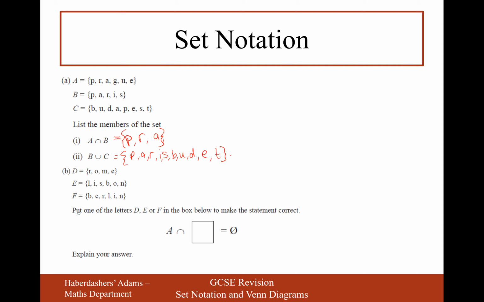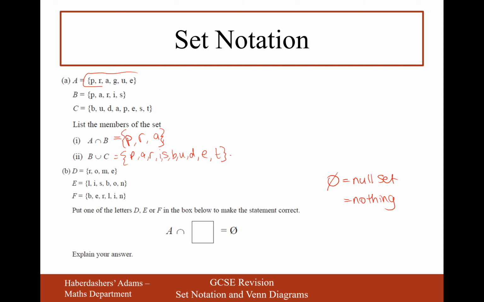Moving on to the next part, put one of the letters D, E, or F in the box to make the statements correct. So A intersection something equals a circle with a line through it. Now remember, the circle with a line through it is the null set. That means nothing. Absolutely nothing. So that means the intersection of A and B, that's where they both set the letters that are in both of the sets. There's nothing in common.